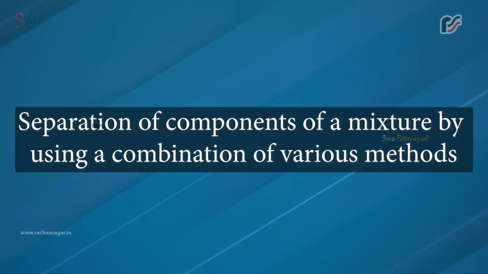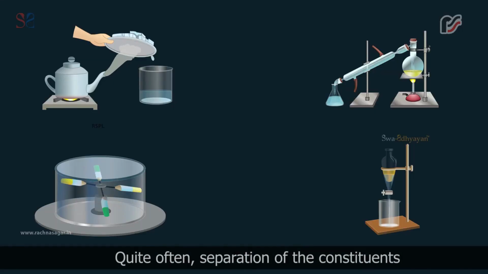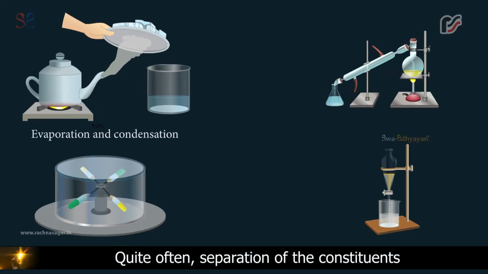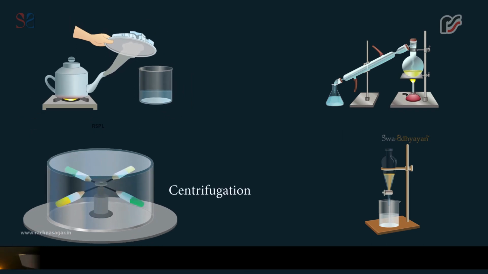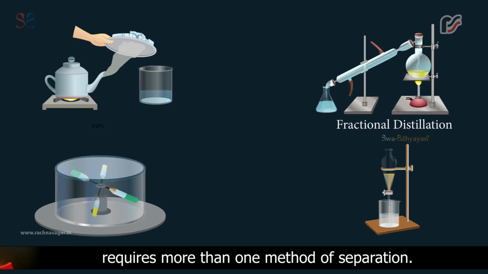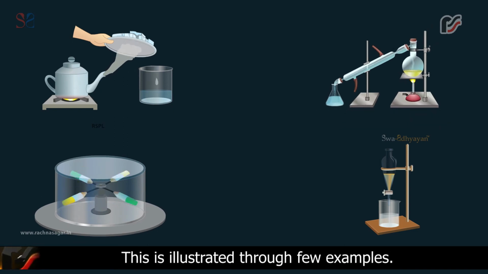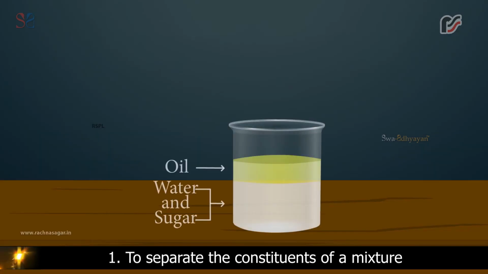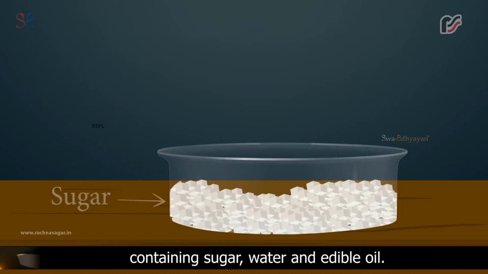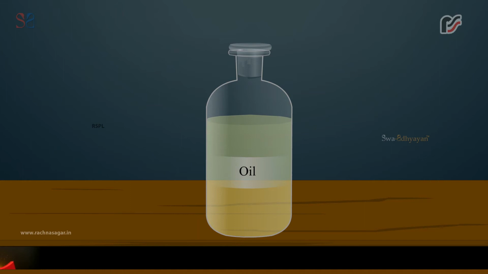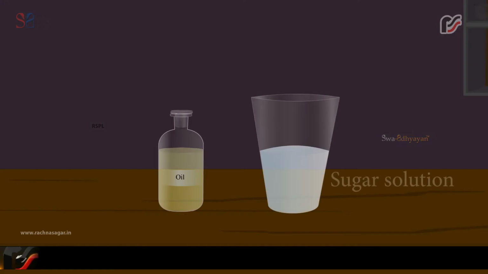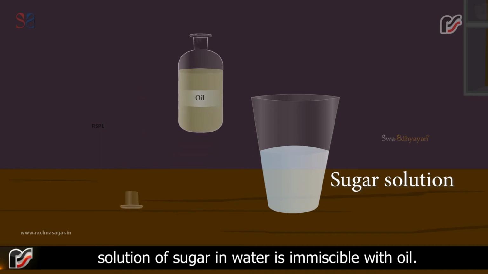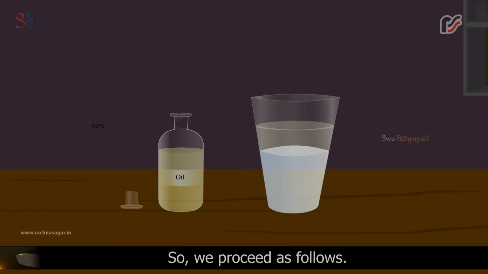Separation of components of a mixture by using a combination of various methods. Quite often, separation of the constituents or components of a mixture requires more than one method of separation. This is illustrated through a few examples. Number 1. To separate the constituents of a mixture containing sugar, water and edible oil. We know that sugar is soluble in water and the solution of sugar in water is immiscible with oil. So we proceed as follows.